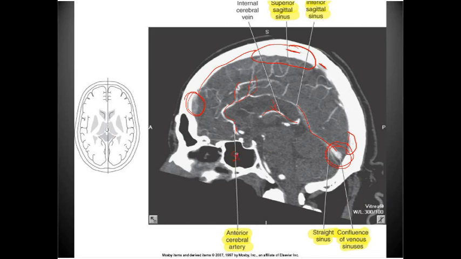Also, we have the sphenoid sinus, frontal, fourth ventricle, cerebellum. And that's pretty much all we can distinguish here.